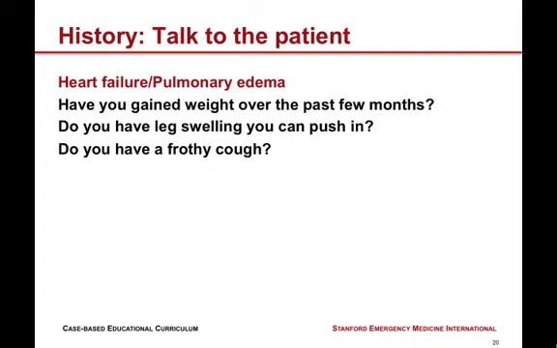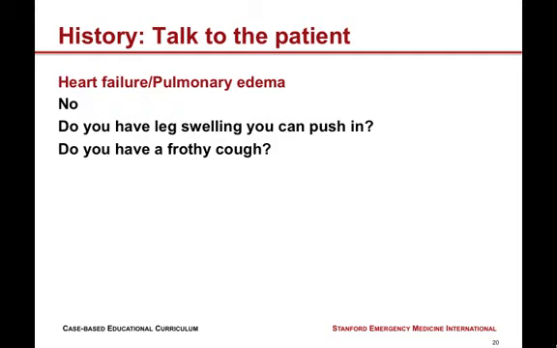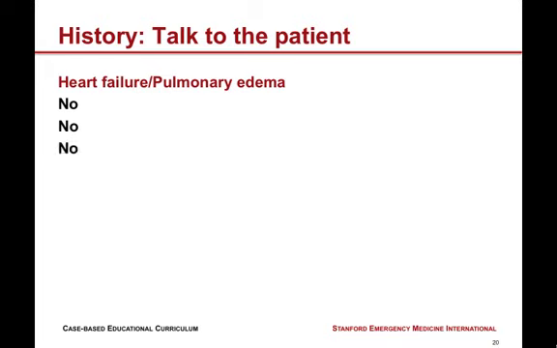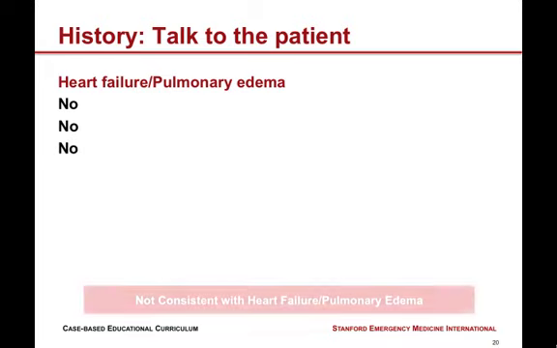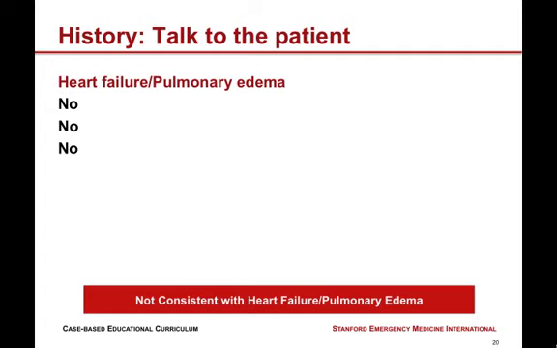Finally, regarding heart failure and pulmonary edema, we should ask these questions. Have they gained weight unexpectedly? No. Do they have leg swelling? No. And do they have a frothy cough? No. In short, the patient has no story, no symptoms that are consistent with heart failure or pulmonary edema.